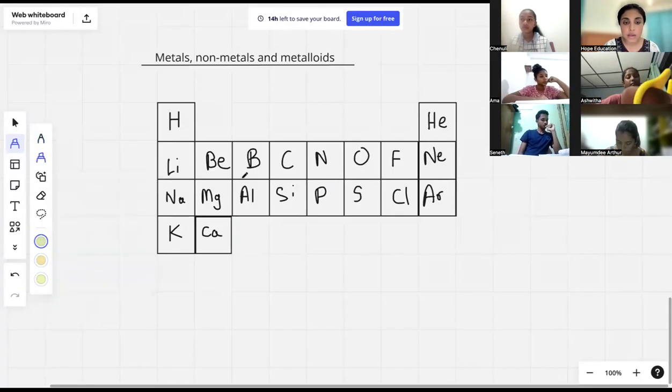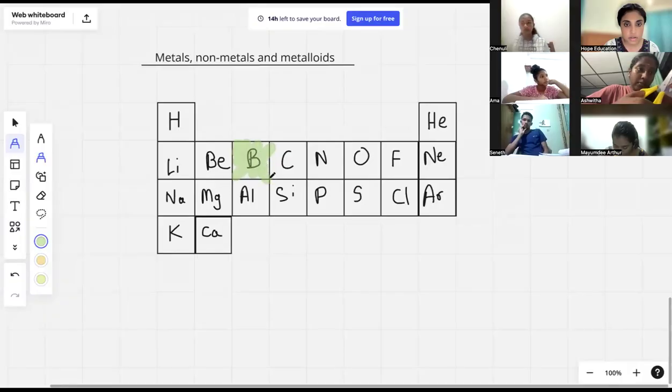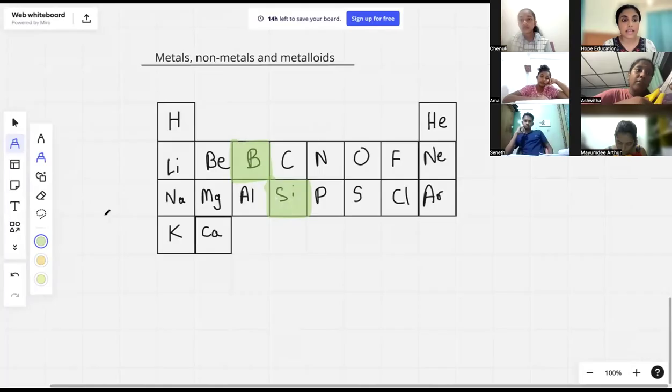Here there is something like a staircase, right? So we are going to form somewhat of a staircase. The staircase comes right here. Boron and silicon, right? So boron is the first element and then silicon. So this is like a staircase, right? So boron and silicon, we have given a special name. They are called metalloids, right?